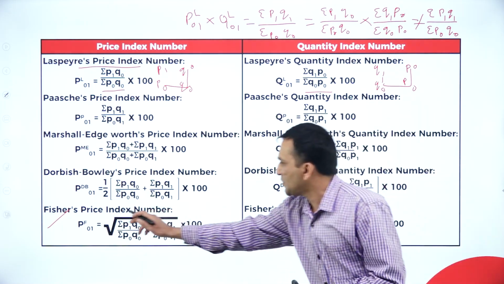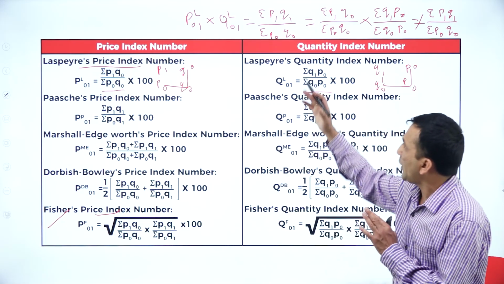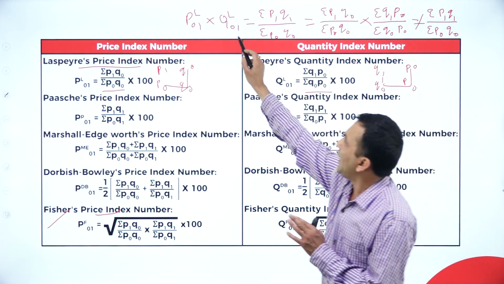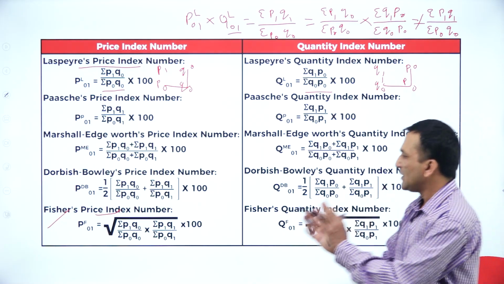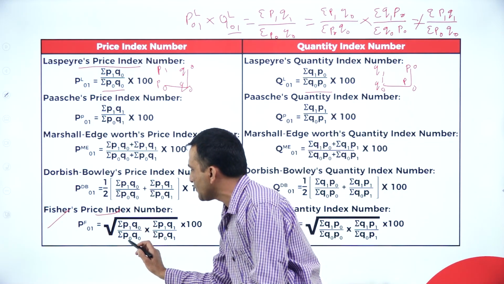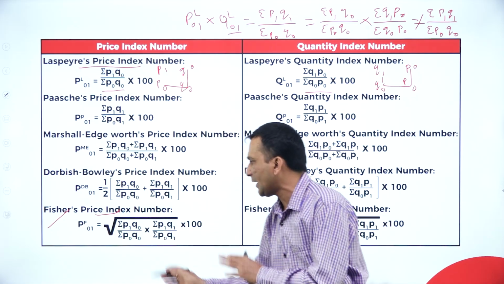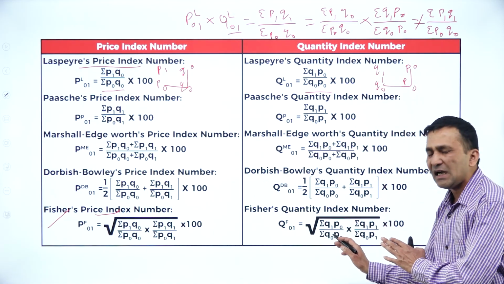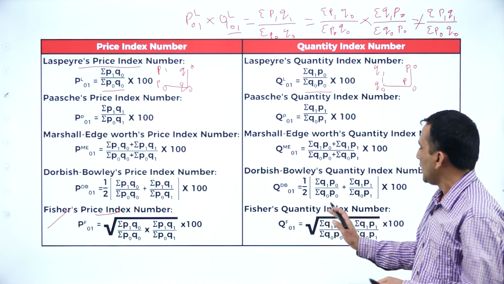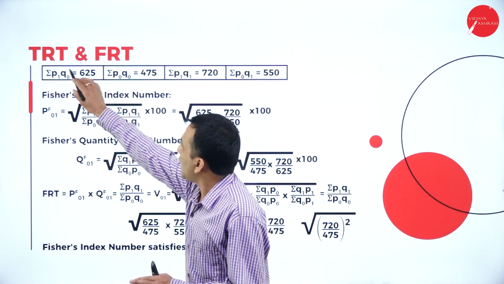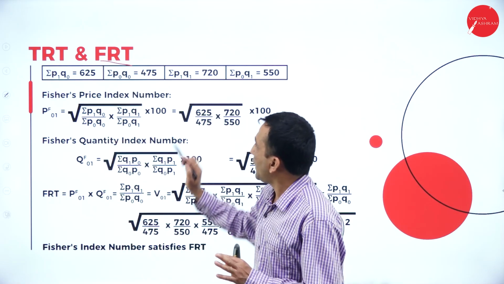So here is Fisher's price index, because according to the condition the quantity index is required, so the quantity index is also written. There is a difference. The price index starts with price and ends with quantity. The quantity index starts with quantity and ends with price. So now we need to go for cancelling. According to FRT, we know the formula.